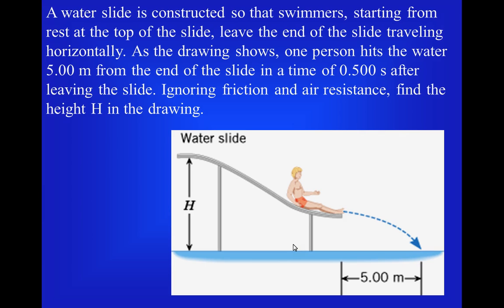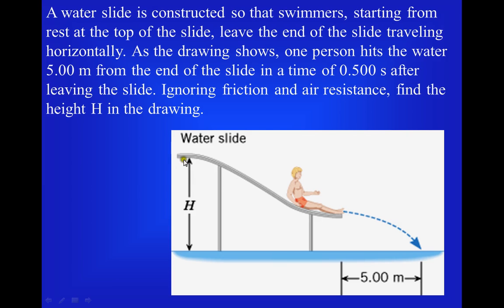Okay, so here's the deal. They're going to leave the slide traveling horizontally. This is like a quiz question we had about a ball rolling off the roof of a building. If they leave the slide traveling horizontally and they travel for 5 meters in a time of 0.5 seconds, that means that they left the end of the slide traveling at 10 meters per second.